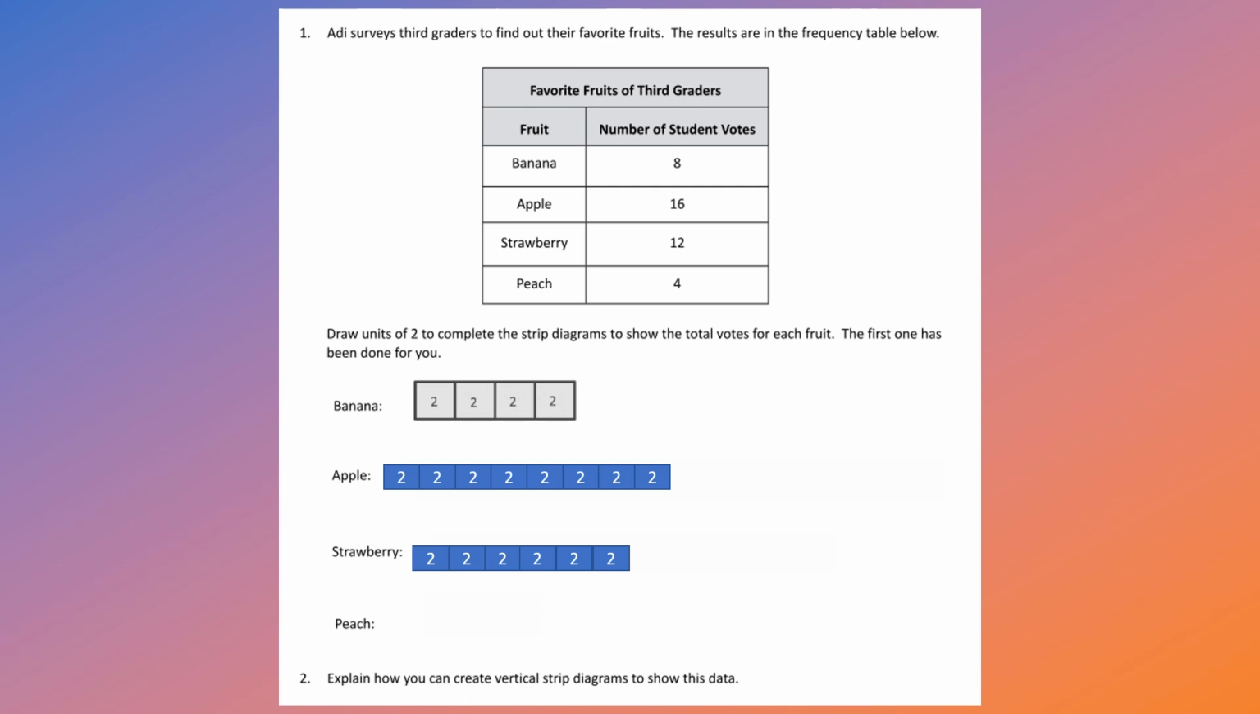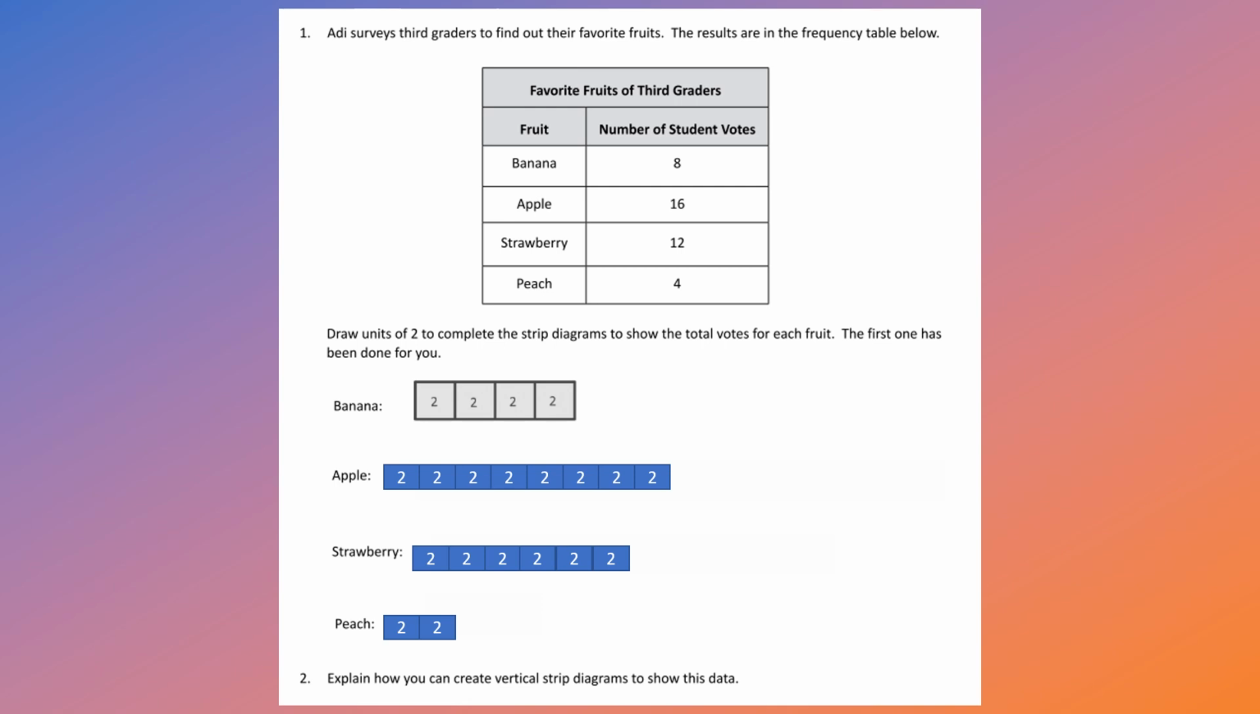Now we're going to move on to peach. There were 4 student votes for peach. So we're going to draw a strip diagram in units of 2 and count by twos while we draw it. And again, we're representing 4 student votes. 2, 4.